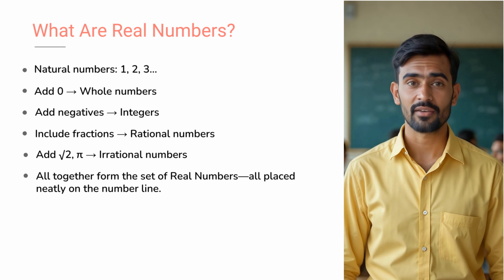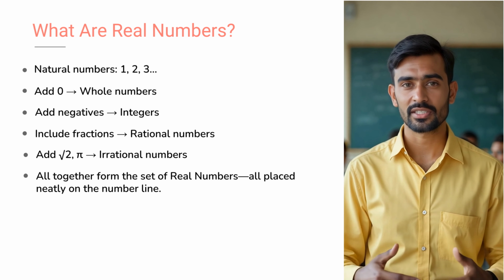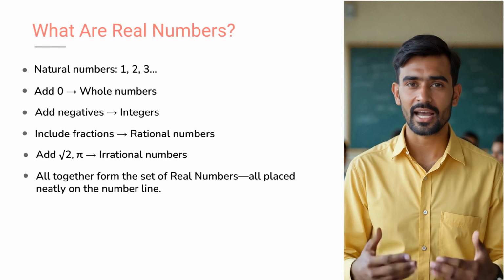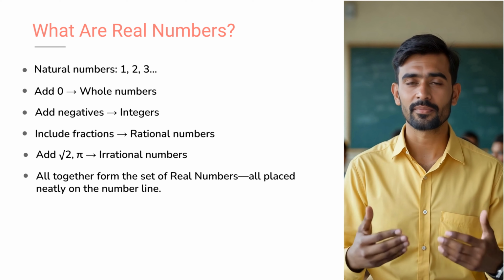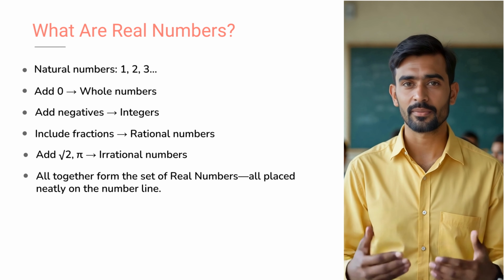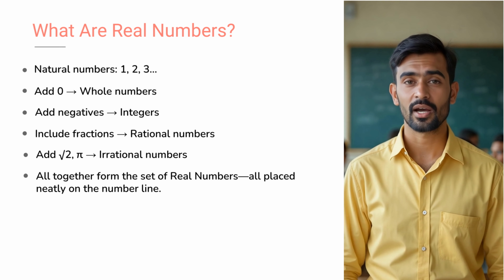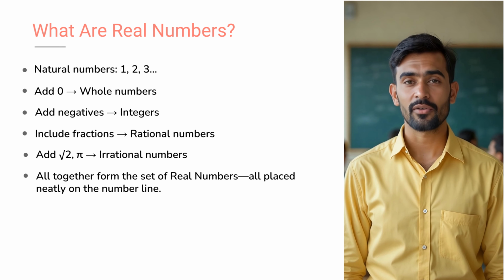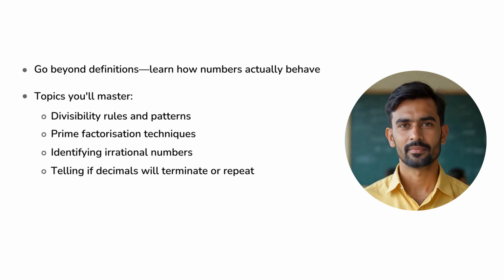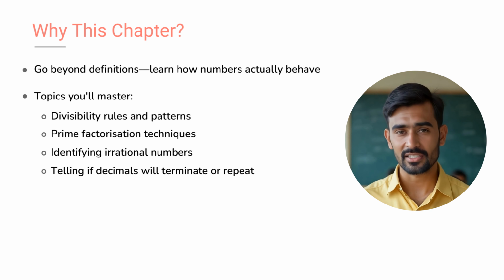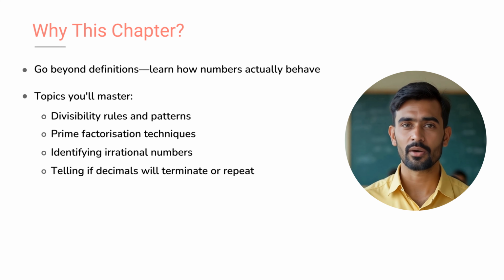And then we have the mysterious ones, numbers like square root of 2 or pi. They can't be written as exact fractions. These are irrational numbers. Put them all together and you get the complete set of real numbers. Every one of them can be found right there on the number line. Back in class 9, you dipped your toes into the world of real numbers. Now in class 10, it's time to dive deeper.